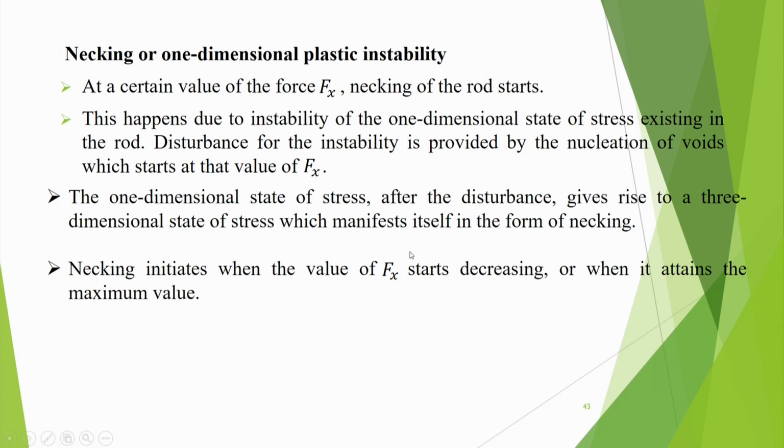Now we come to the point about necking or one dimensional plastic instability. When there is a specimen and it is loaded in tension, you might have observed that it elongates and there is a slight reduction in the cross section also, that is Poisson's effect. You keep on loading, and there is a significant amount of elongation, but more or less the cross section remains the same. This is called uniform elongation. You have got uniform elongation.